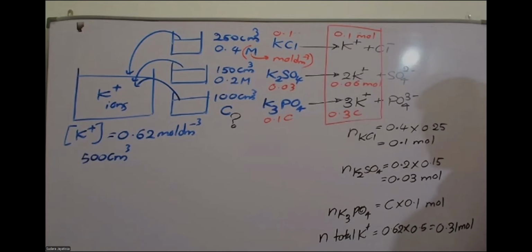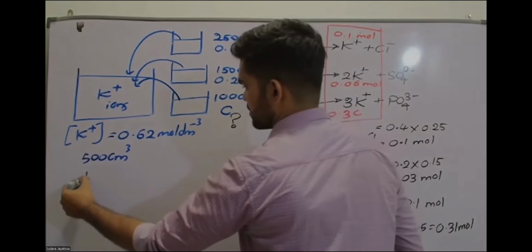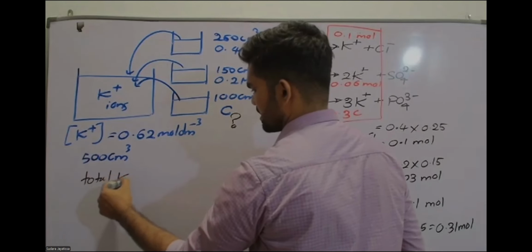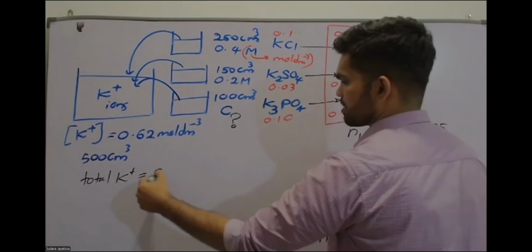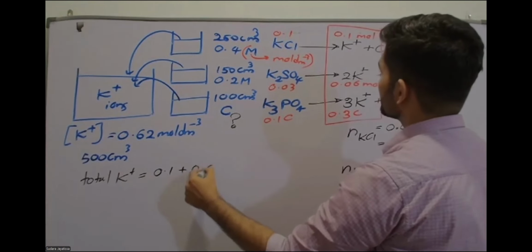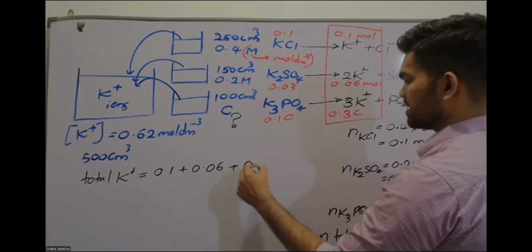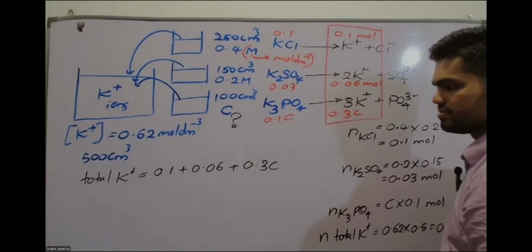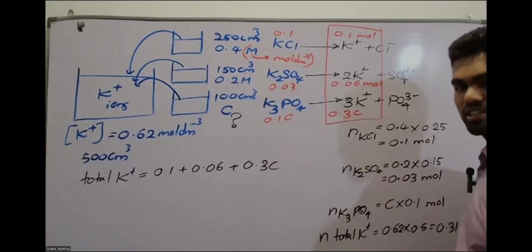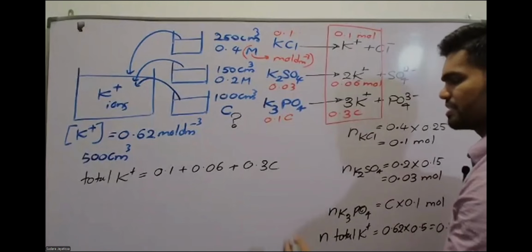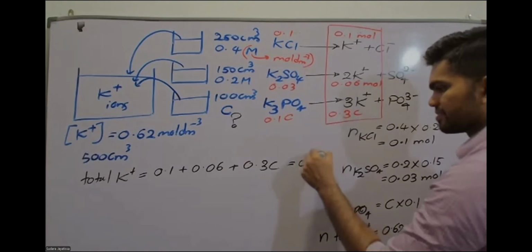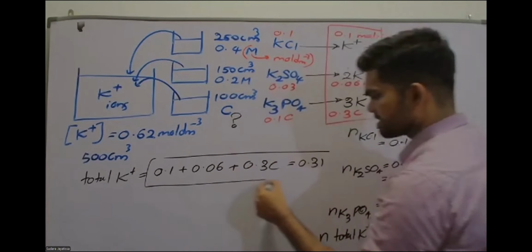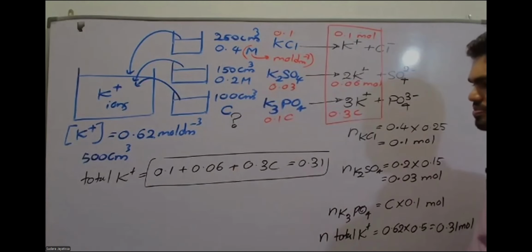So now what we can do? Total K plus moles is equal to the sum of all these three values: 0.1 plus 0.06 plus 0.3 C. From this you can find the value of C, because this total value is equal to 0.31. Simplify this, then you can find C.